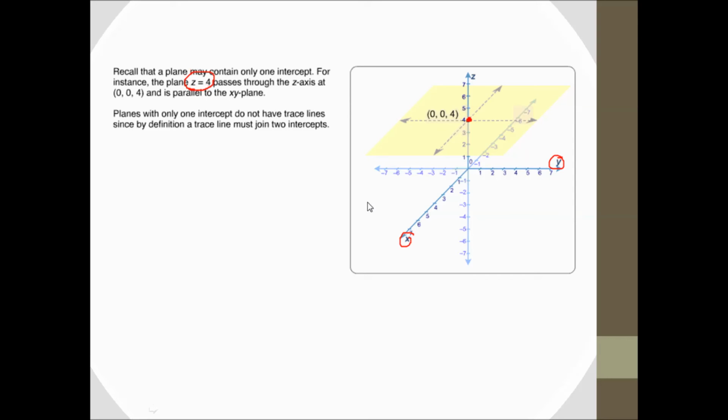So we can't even draw trace lines because by definition, trace lines are only drawn through intercepts. And since I only have one intercept, I cannot draw a trace line. So the only thing I can do is say that there is one plane that intercepts this z-axis, and it is parallel to the xy plane.